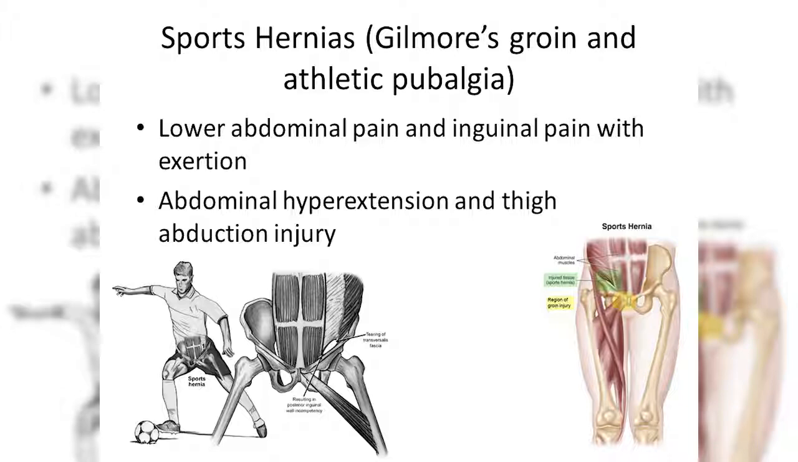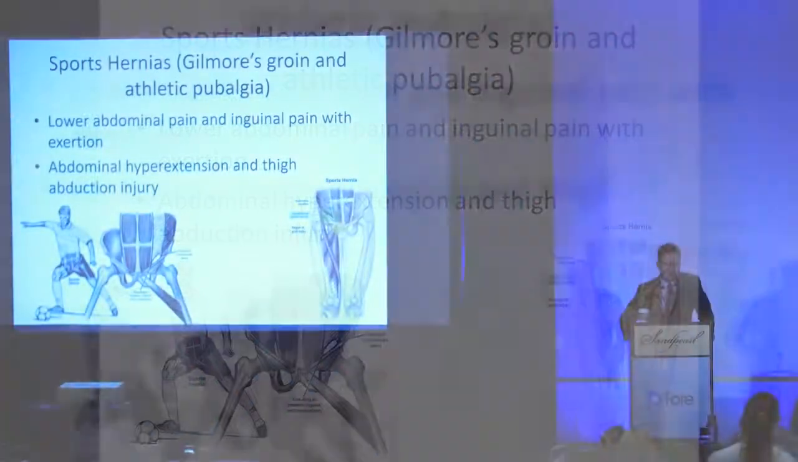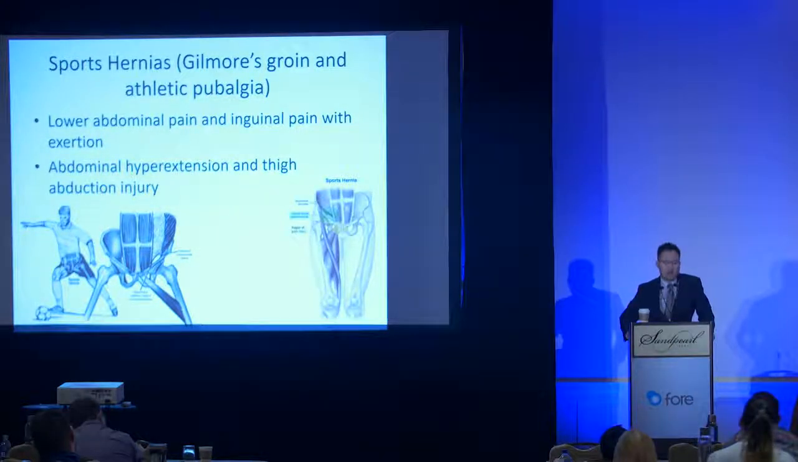Sports hernias are hernias that occur in athletes that are usually involved in abdominal hyperextension and thigh abduction activity, such as a soccer player trying to kick a long ball, or a field goal kicker, or a hockey player. Those are the ones that often get injured with this. And in terms of the sports hernias, there's actually two different types. The one is Gilmore's groin, that was mentioned earlier, and that's more due to the weakening of the fascia.